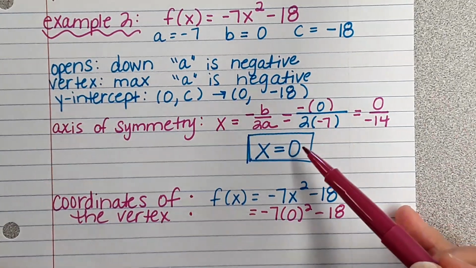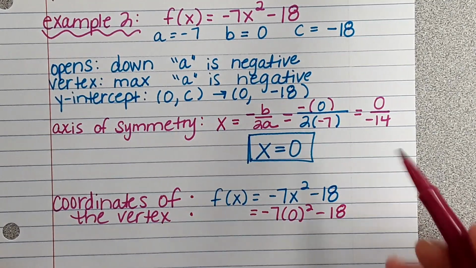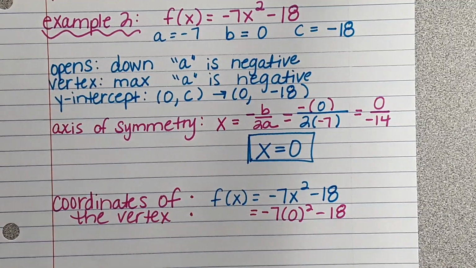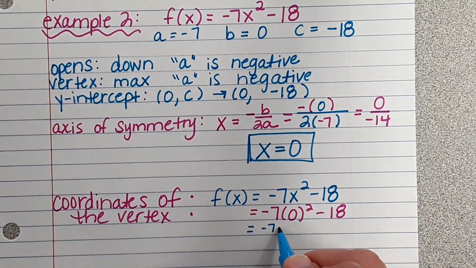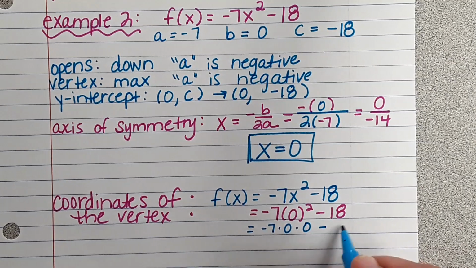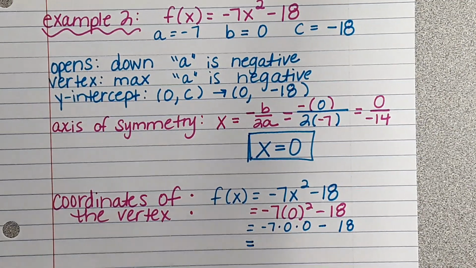So notice it says 0. I'm going to take that 0 and plug it in for x. Now, if I was doing this in my calculator, this is what I would do. Negative 7 times 0 times 0, then I would hit minus 18. Okay, what is negative 7 times 0? What's 0 times 0? What's 0 minus 18?